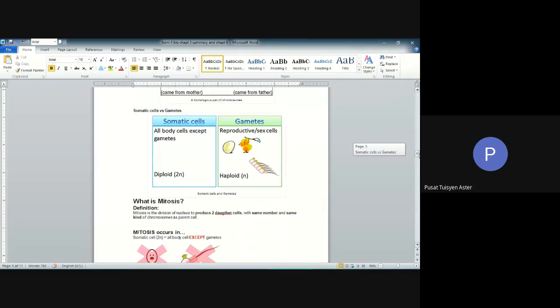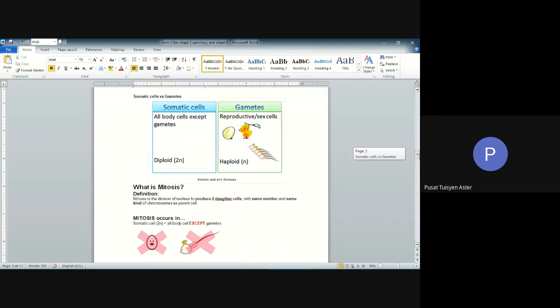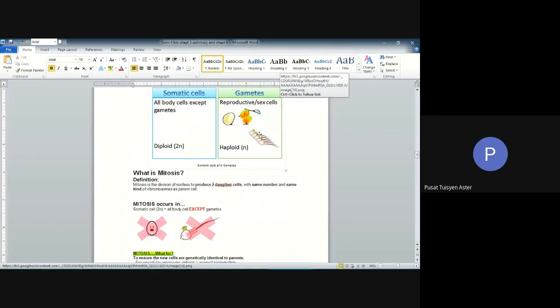Somatic, I already said, all body cells except gametes, they have 2N. Gametes pula are haploid, they only have 1N. So these are the ovum cells and also the sperm cells. So what is mitosis?